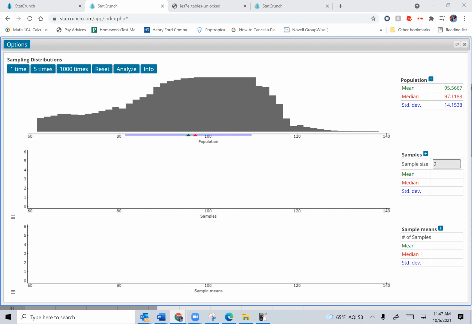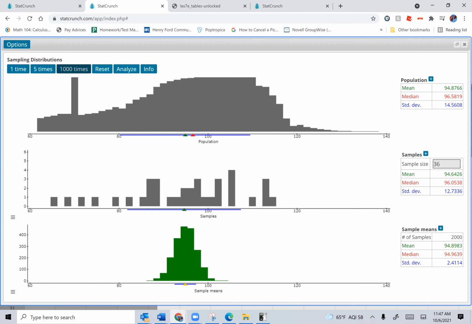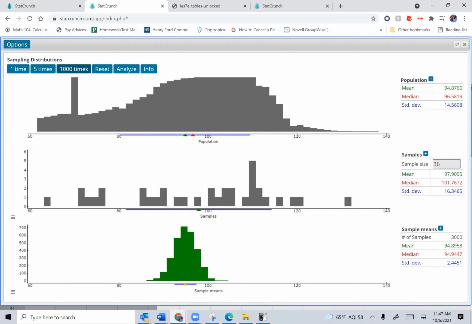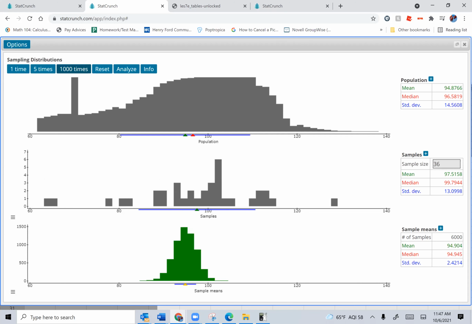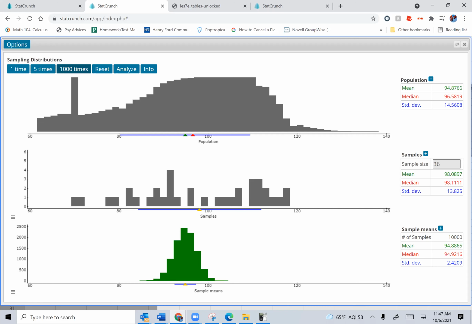But this time I'm gonna change the sample size and make it 30 or more, guys. So more than 30. Let's make it 36. And I want to do 1,000 times. I'll do 10,000 samples. Okay. Here you go, guys.